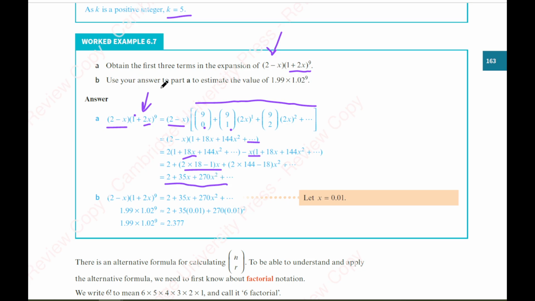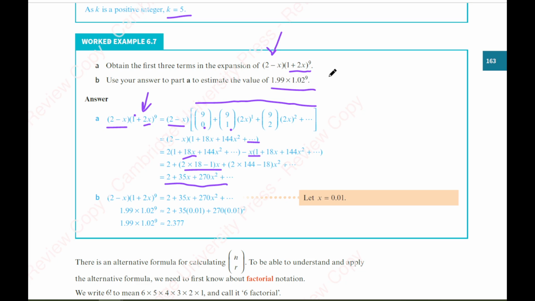And then use your answer to part A to estimate the value of that. So we need to estimate this value. So what we need to do is estimate that value for that. You can see this is 1.99 times 1.02 to the power of 9. So how to do that?